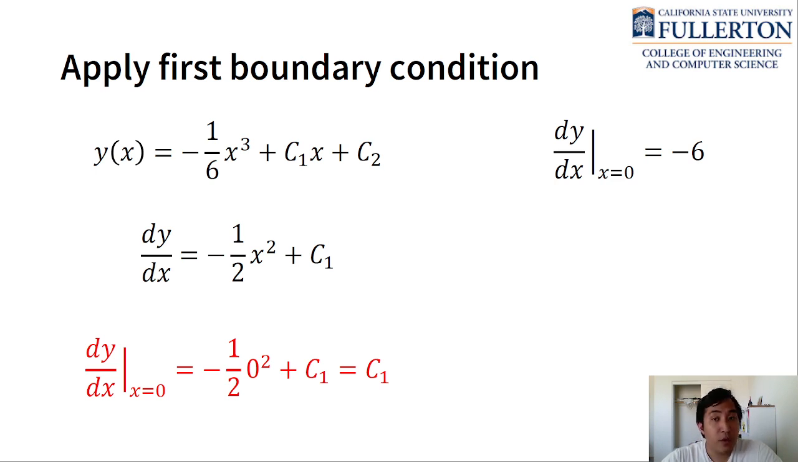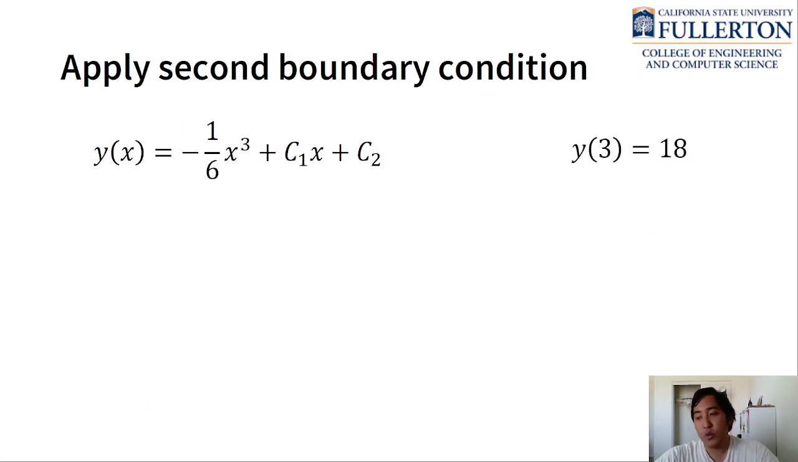Okay, so now we've figured out the left-hand side of the boundary condition, so we can go ahead and plug that in. Okay, and so what we found is that dy/dx at x equals 0 is equal to c1, and so we plug that into our boundary condition, we get c1 is equal to minus 6. Okay. Now that we've applied our first boundary condition, we're ready to apply our second one.